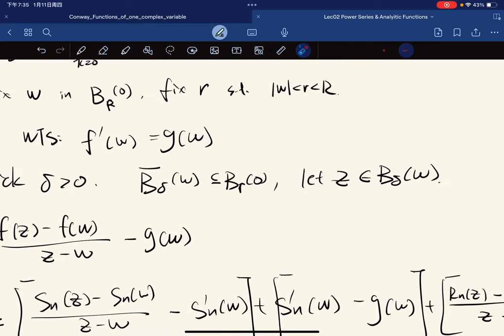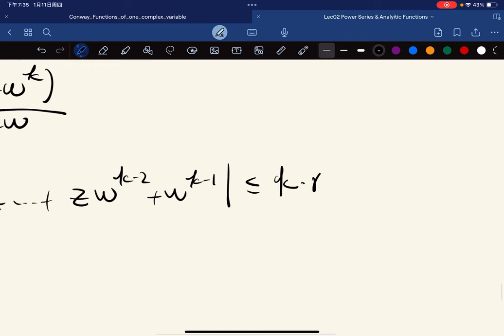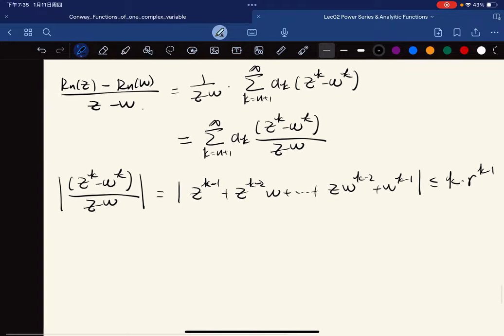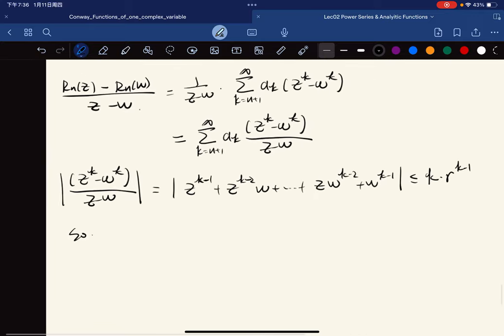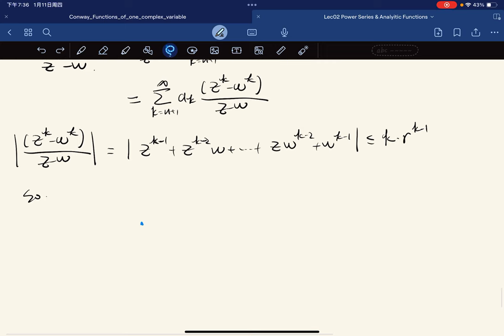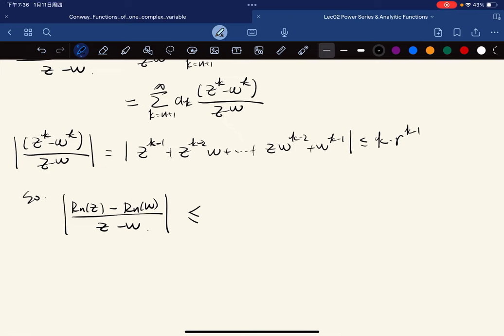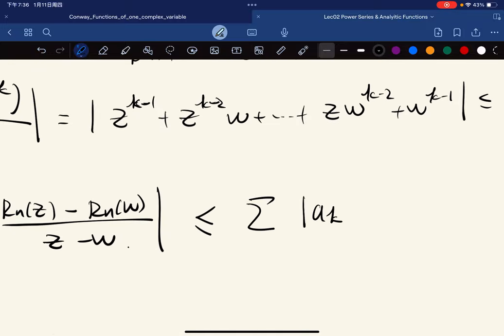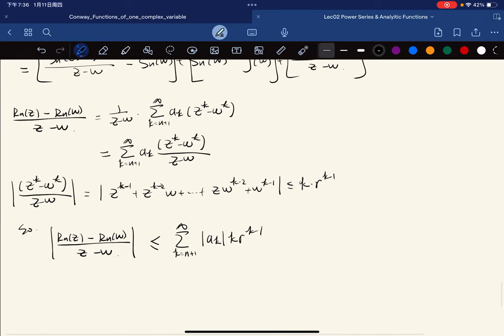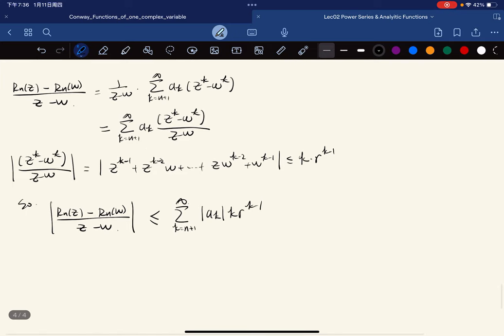And z is in the ball, so that both the magnitude of z and the magnitude of w should be less than r. Okay, we're in this ball. So the triangle inequality gives this. So we can say that this thing, where k goes from n plus 1 to infinity, right? Okay, good. Yes, great. This is legal.